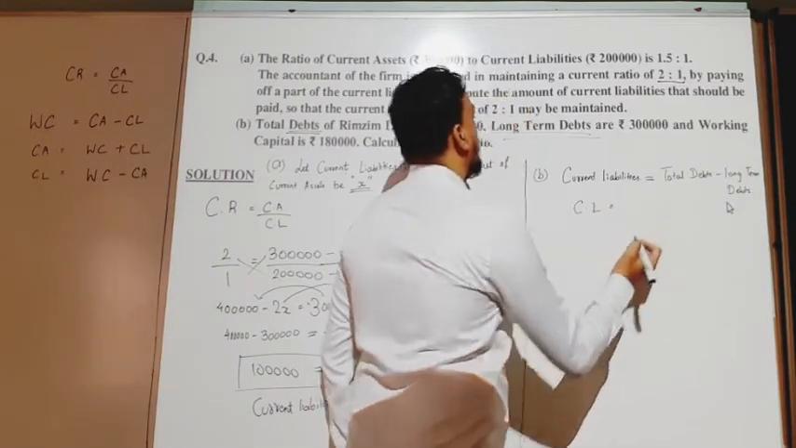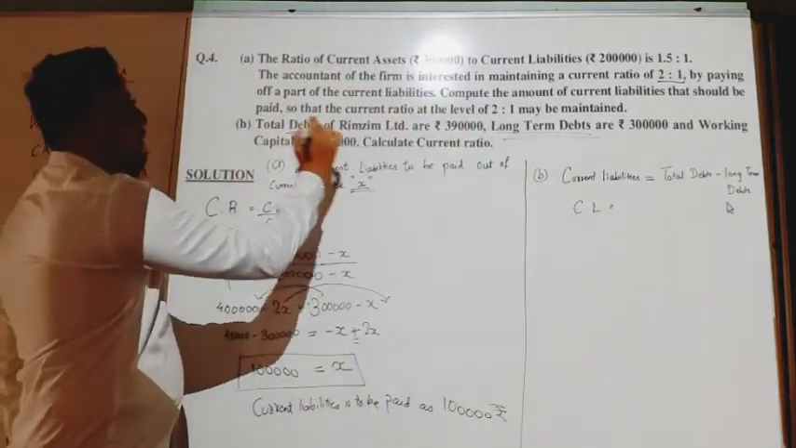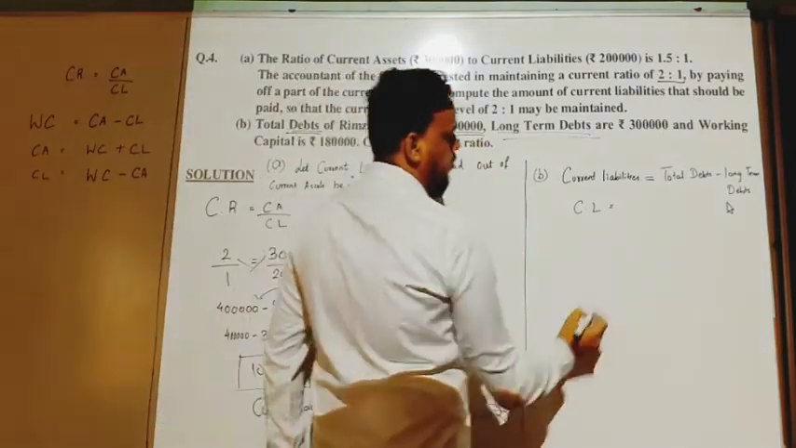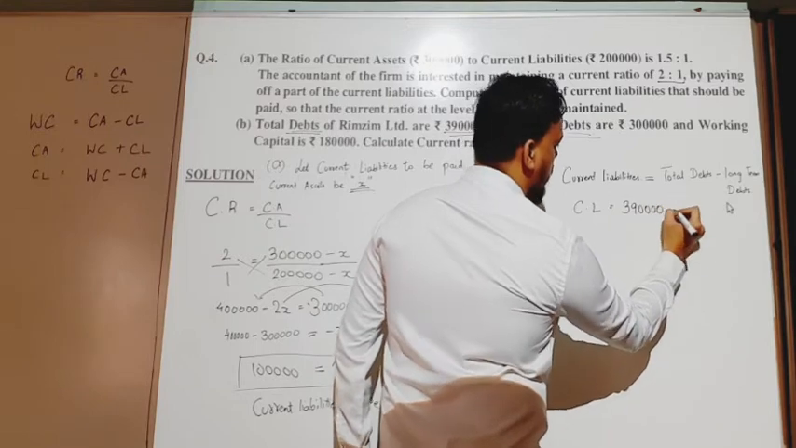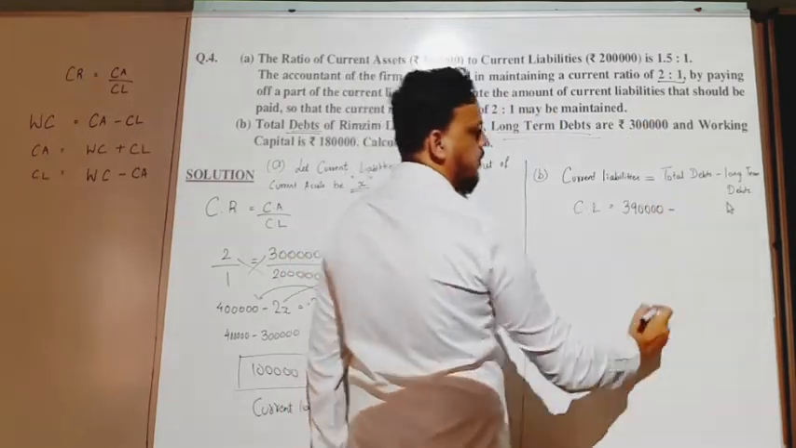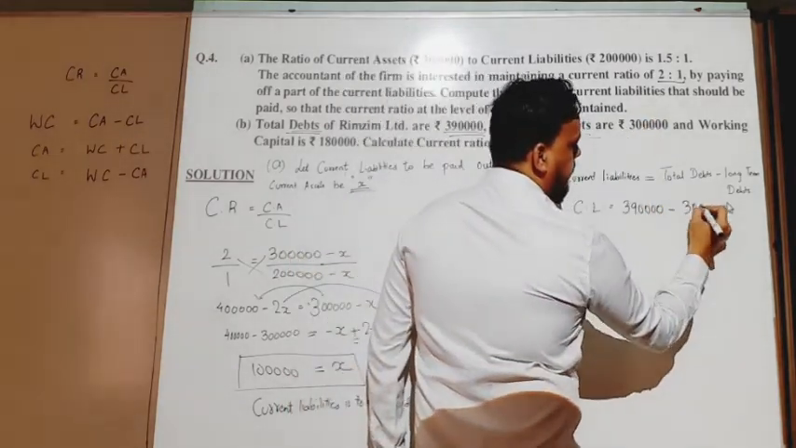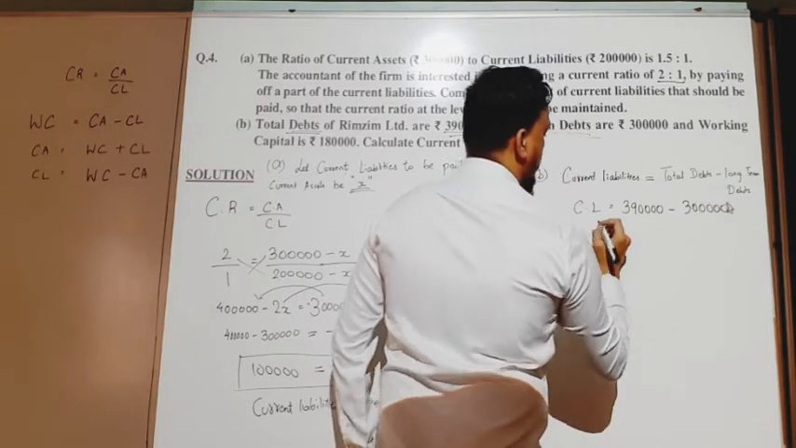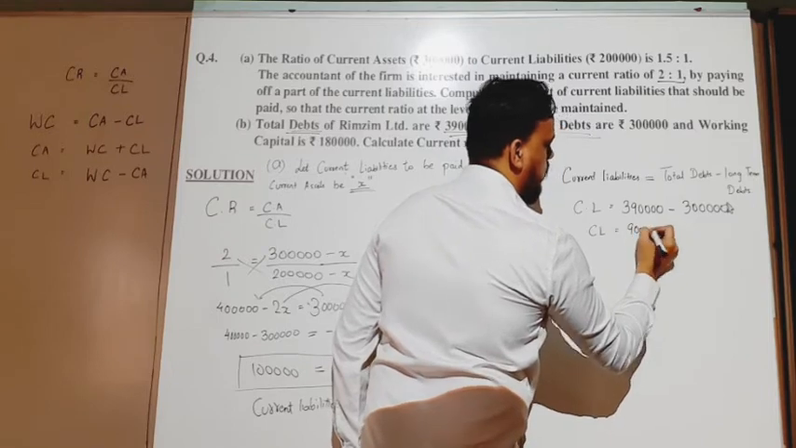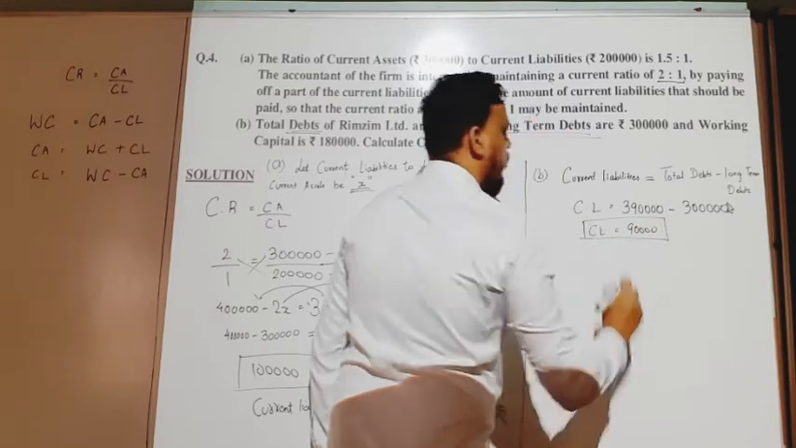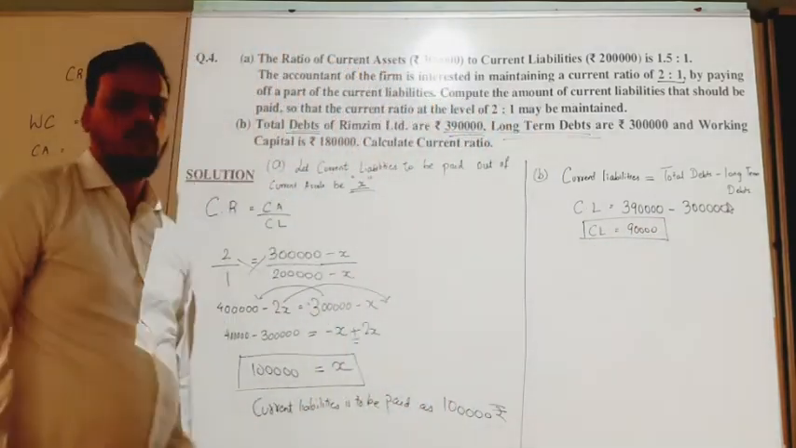CL is equal to total debt, 3,90,000. I'm writing here 3,90,000 minus 3 lakh, because long term is 3 lakhs. If you subtract this, you will get current liability as 90,000 rupees. We have got current liabilities over here.